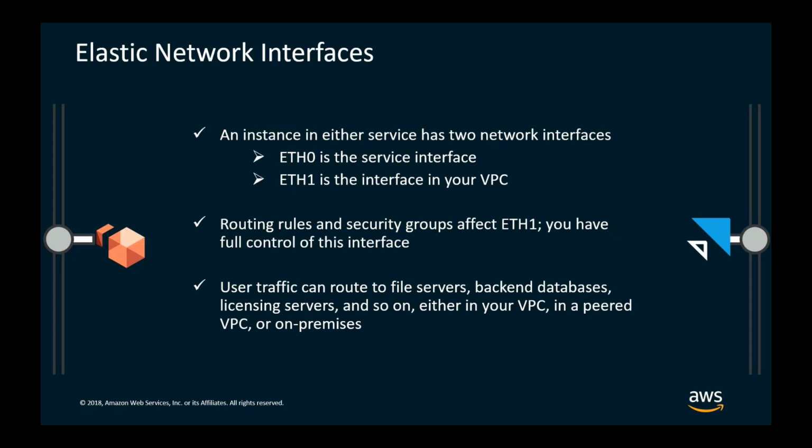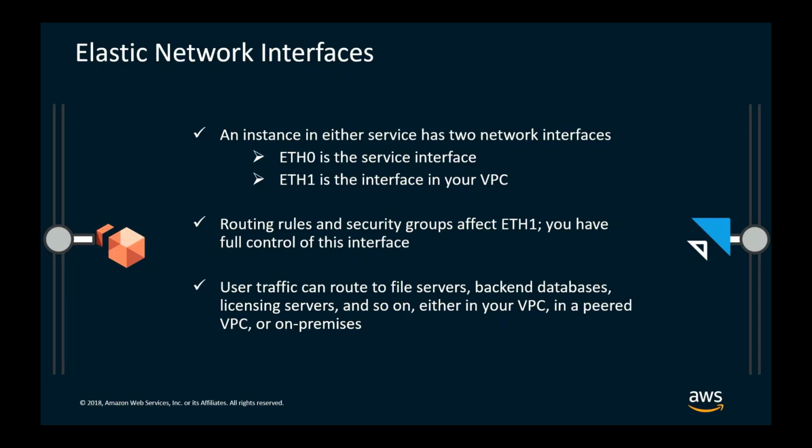So now we've set up the account. We have our networking defined, your VPCs and subnets created. Here's what you need to know about network interfaces. An instance in either service has 2 network interfaces. ETH0 is the service interface. So in the case of WorkSpaces, that's PCoIP. In the case of AppStream 2.0, that's NICE DCV.